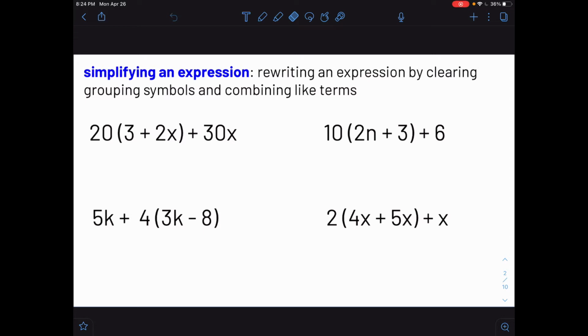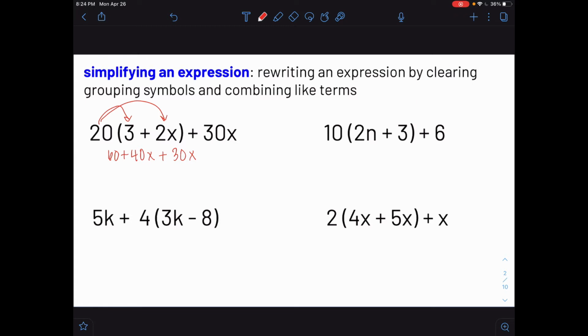Well, the first thing you need to do is clear the grouping symbols, and you do that using the distributive property. So I have the 20 in this first example outside of my parentheses, and the distributive property says that I need to multiply whatever is outside my grouping symbols by everything inside, all terms inside my parentheses. So 20 times 3 is 60, and 20 times 2x is 40x. And then I just copy down anything I have as part of the expression outside of the parentheses.